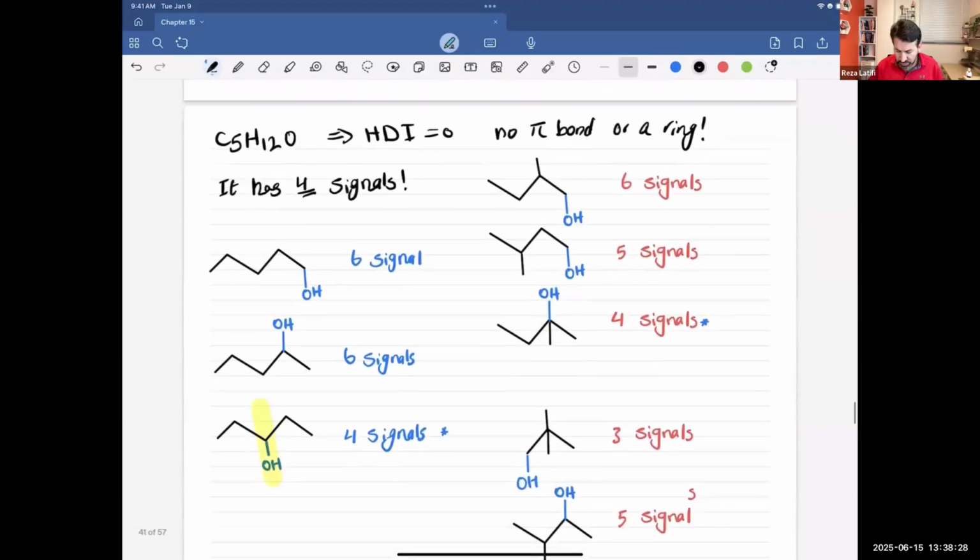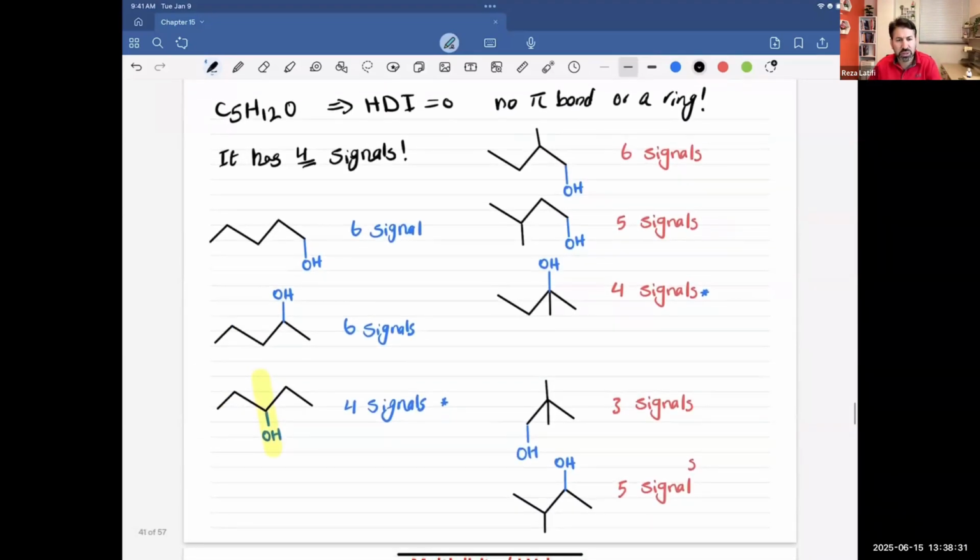I drew all those possible structures, and we're supposed to get 4 signals. So I tried to move the OH to different carbons, and I also moved methyl groups to get different isomers. I'm going to look for structures that have only 4 signals. I got only 2 of them, and I put a star close to them.